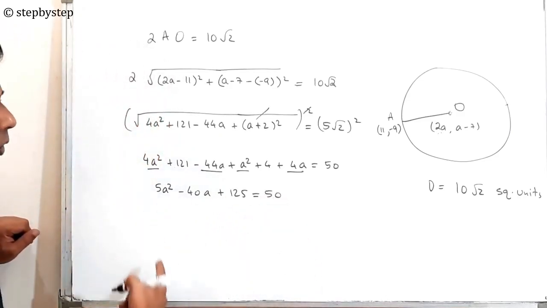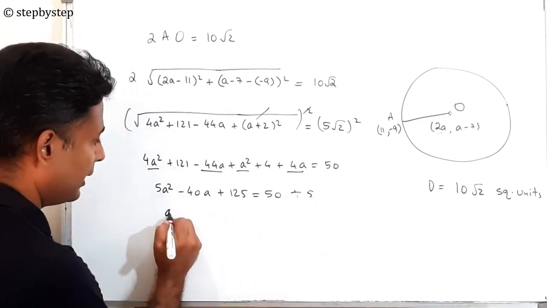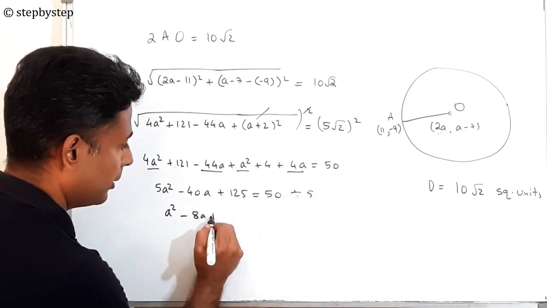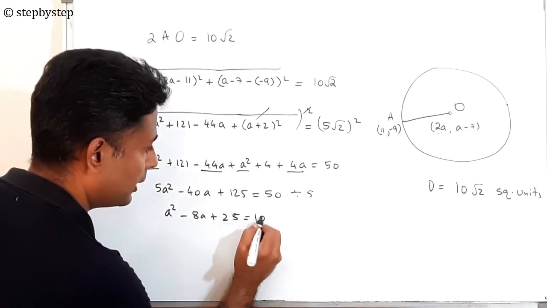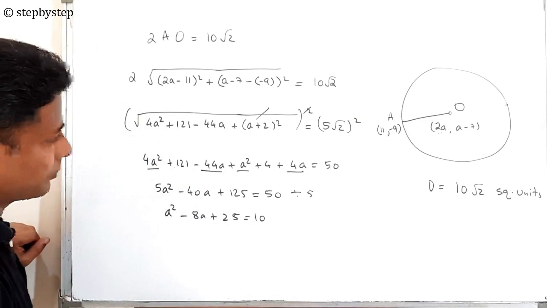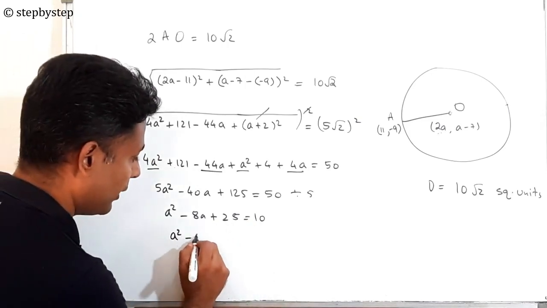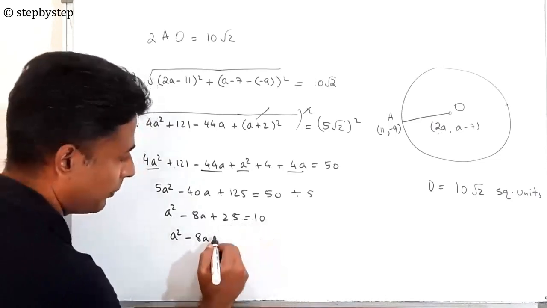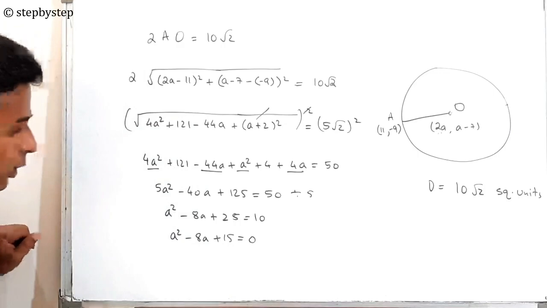Now I can divide the whole thing by 5. I can divide both sides by 5, right? So I'll get a square minus 8a plus 25 equal to 10, right? Is that right? Okay. Now I bring 10 to this side. I'll get a square minus 8a plus 25 minus 10, plus 15, equal to 0. Now it's a quadratic equation.